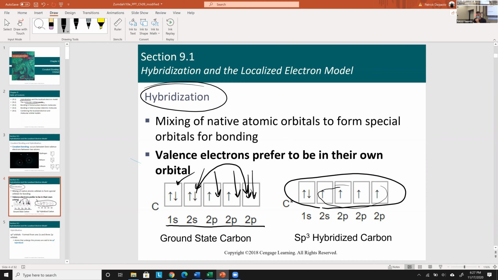So these identical orbitals, all these 4 that are ready to take in electrons from other bonds, are called hybridized, and we can't call them S or P, because they're not S or P.